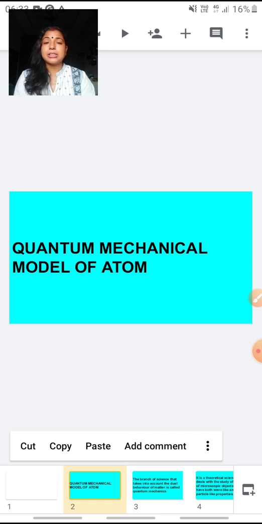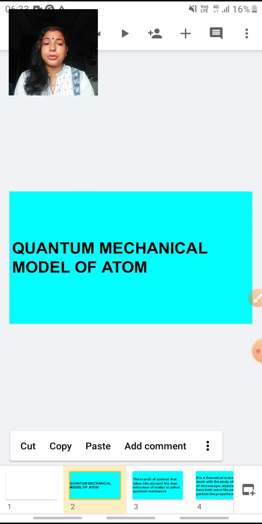Before that, the second development that led to this quantum mechanical model was the Heisenberg uncertainty principle. That is, it is impossible to measure simultaneously both the position and momentum of microscopic particles with absolute accuracy. Now today we are starting with the quantum mechanical model.